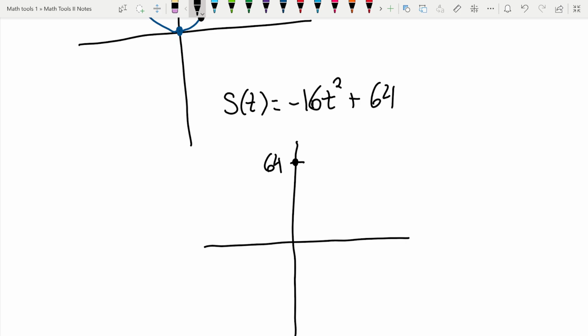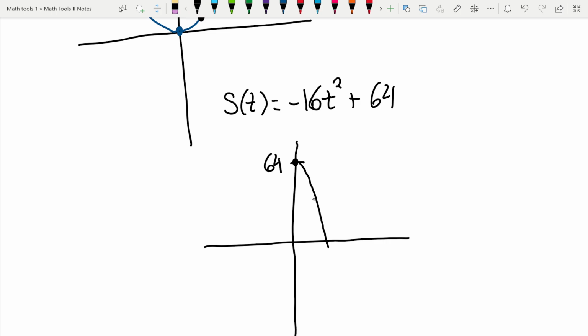If it's dropped out of a window of height 64 feet, then that's like the y-intercept. And it says that it was dropped, so we assume that this is the highest point, and that it just keeps going downwards from there. And if you remember about quadratic functions, that would also make sense, right? This is basically the x squared function with a negative in front of it, so it opens downwards, and it's a vertical transformation 64 upwards. So it'll look something like this.